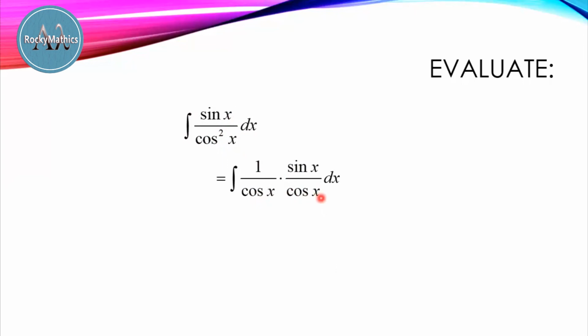So, take note that 1 over cosine x using trigonometric identity is just equal to secant x, and sine x over cosine x is just equal to tangent x dx, right? And we already have the formula for the integral of secant x tangent x dx. What's the answer? It is secant x plus c. So the integral of this expression is simply equal to secant x plus c.